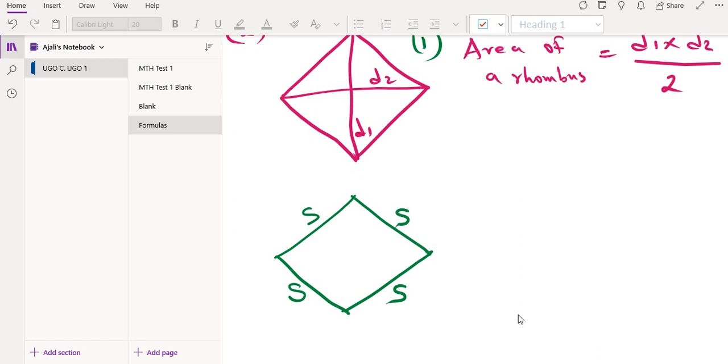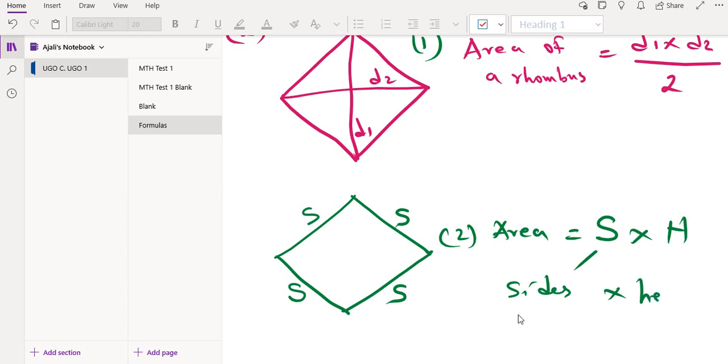Do you get that? All the sides are all the same. If you want to calculate the area of this rhombus, it will be one of the sides times the height of the rhombus. One of the sides times the height. Do you get that? Yes, sir.